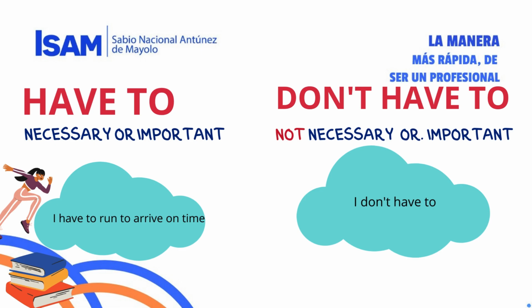Negative form, don't have to. We use it to express that something is not necessary or important to do. For example, I don't have to call you later. You can text me on WhatsApp. Why don't you think about an example with don't have to? Something that you don't have to do today. It's not necessary or important to do for today. For example, I don't have to be on a diet because I'm skinny.